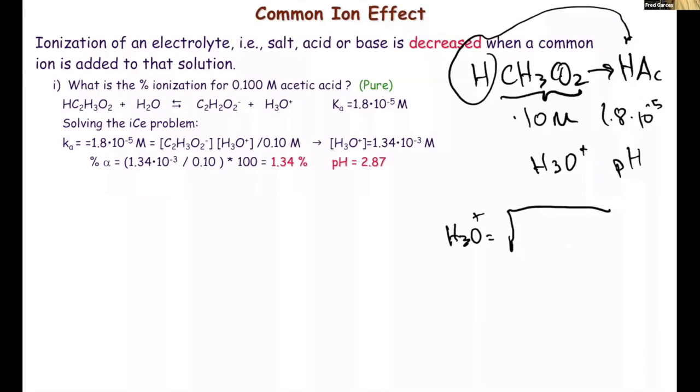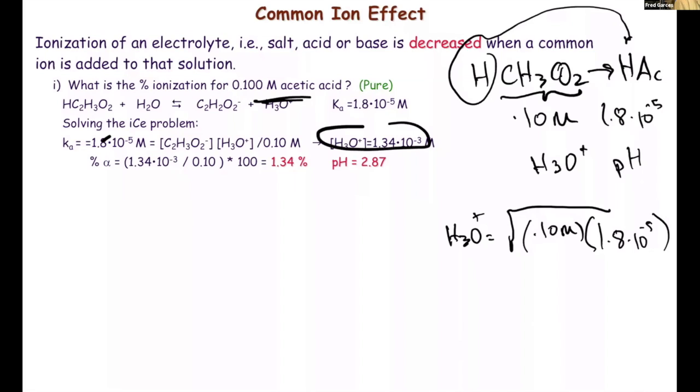0.1 molar. That's the initial concentration of the acetic acid. And the Ka is 1.8 times 10 to the minus 5. You multiply that out, you take the square root of that, you get the hydronium ion concentration. And that's exactly what you see right here. That comes out to 1.34 times 10 to the minus 3. And if you take the negative log of that, that's 2.87. This solution is acidic. It's got a pH below 7.